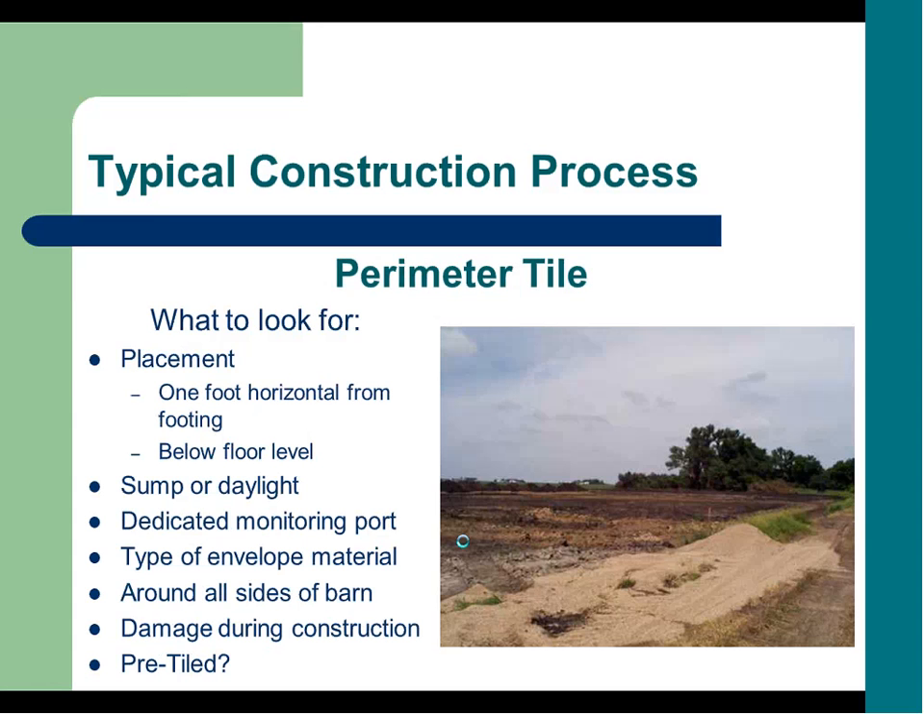When you're looking at the perimeter tile, you want to see placement 1 foot horizontal from the footing and below the floor level. The sump or daylight is where the water can flow to. It doesn't look like there's any elevation concerns. Dedication to the monitoring port. The type of envelope material looks clean. It looks like it meets the specification for envelope, around all sides of the barn, and if there's any damage during construction, that is fixed. And if it's pre-tiled, you want to make note that it was done before so that you didn't get a chance to look at it.